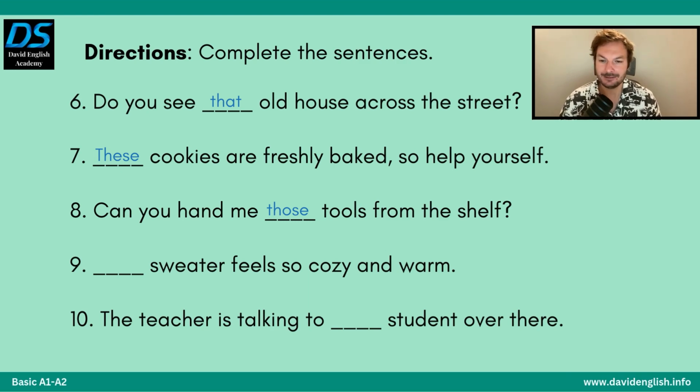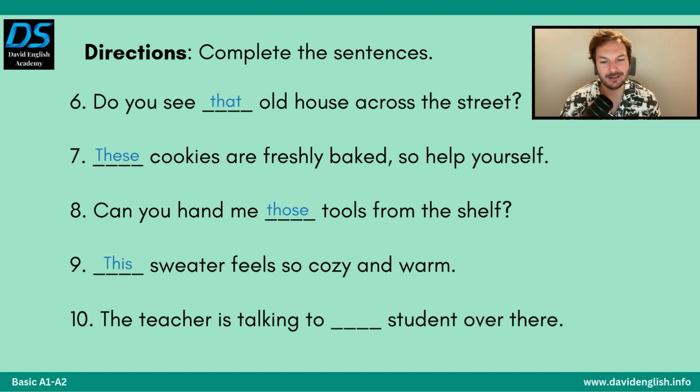Let's go to number 9. Sweater feels so cozy and warm. Let's imagine you're wearing this right now and it's on you. You're going to say, this sweater feels so cozy and warm. This sweater feels so cozy and warm.